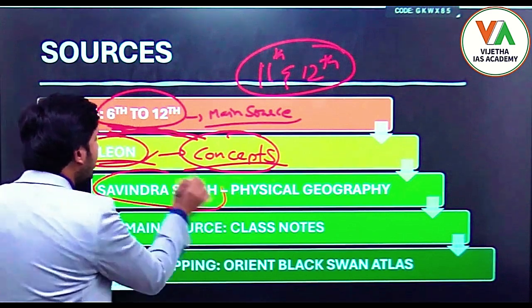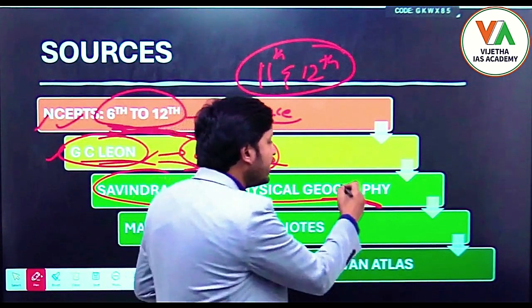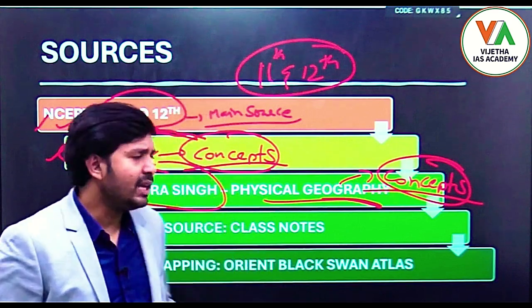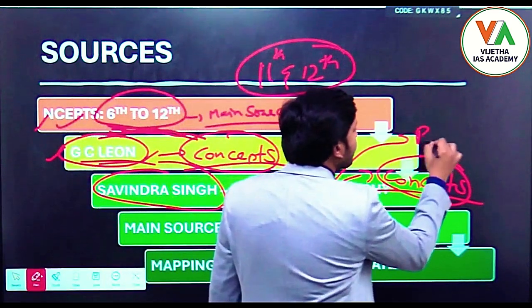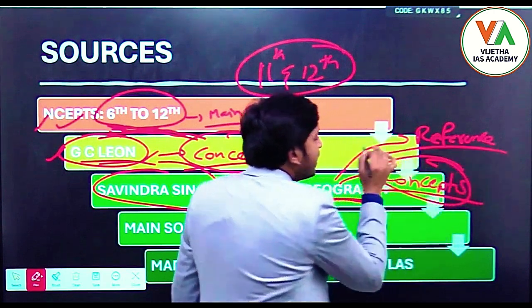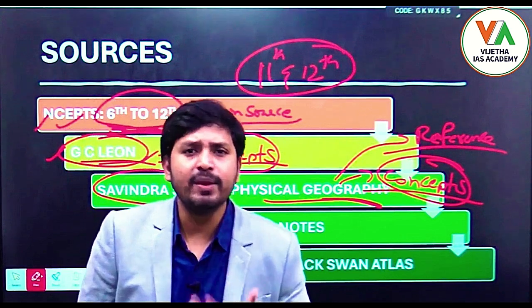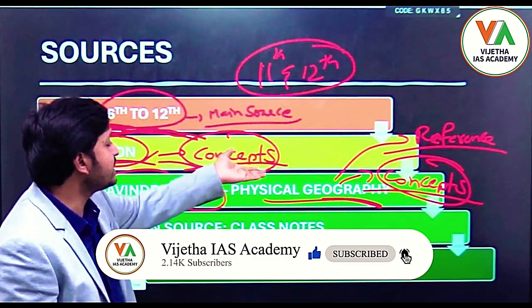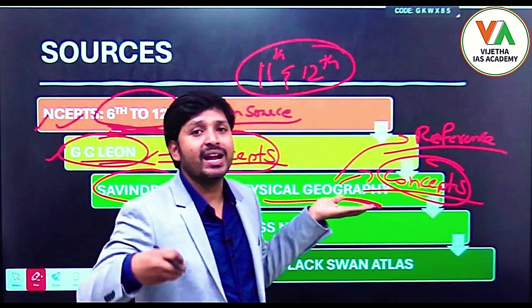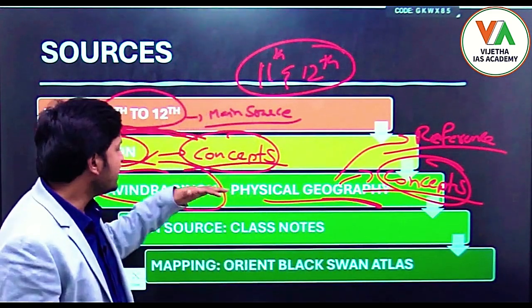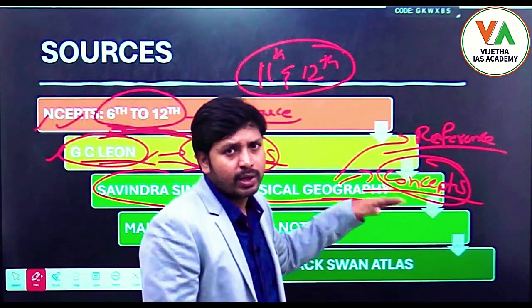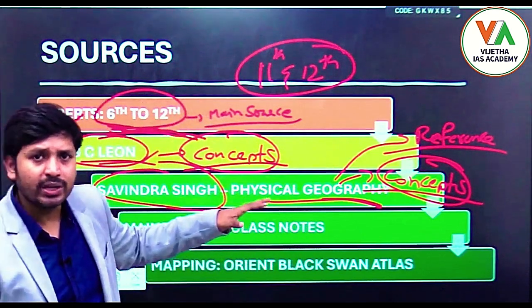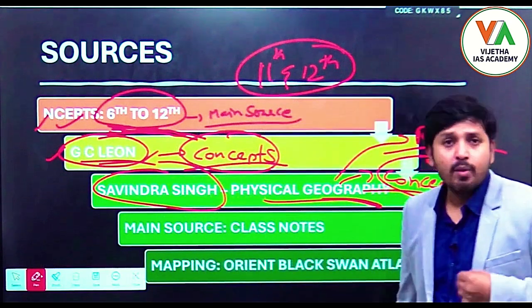Apart from that, there is one more book called Savindra Singh Physical Geography. This is also helpful for building your concepts in geography, but keep this book as just a reference book. No need to read each and every page of this book. Just keep it, so that if you have any doubt or want more conceptual understanding, then you go to this book and read that particular topic. If someone wants to read it, they can based on time availability. Otherwise, you can skip it and keep it as a reference.